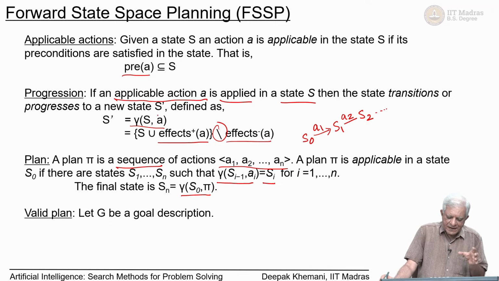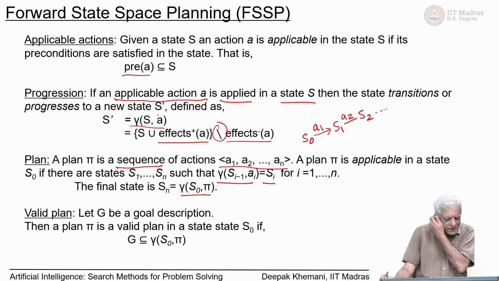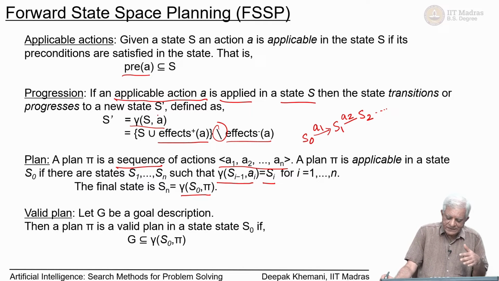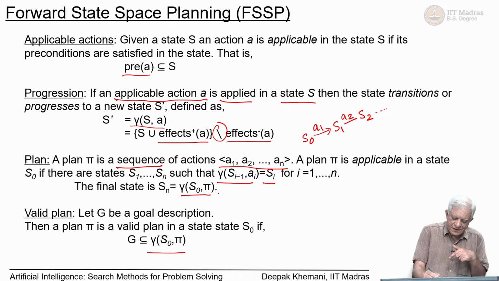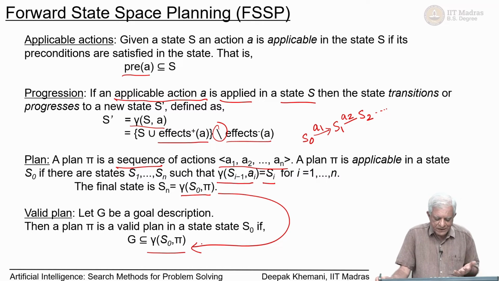We say that this plan pi is a valid plan. So, let G be a goal description. It is again a set of predicates that are true. Then plan pi is a valid plan in a state S0, which is where we start applying the plan, if the goal description is a subset of this state that has been reached by progressing over all the actions of the plan.